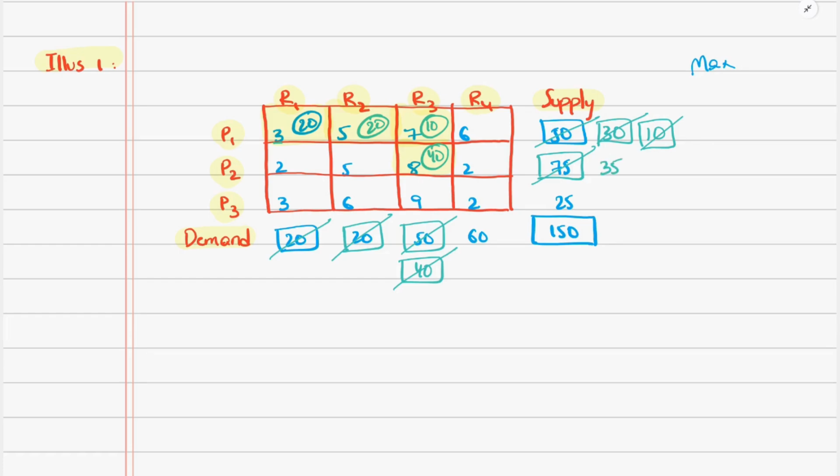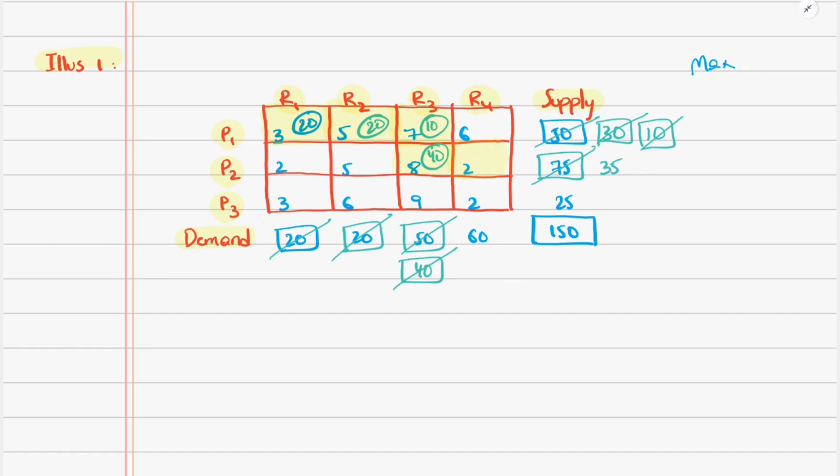Now, we made another allocation. Now what we will do, same old story. We are either going to move to the right or down depending on if supply is more or demand is more. So if the supply is more, demand is over. Now I'm going to move towards right.